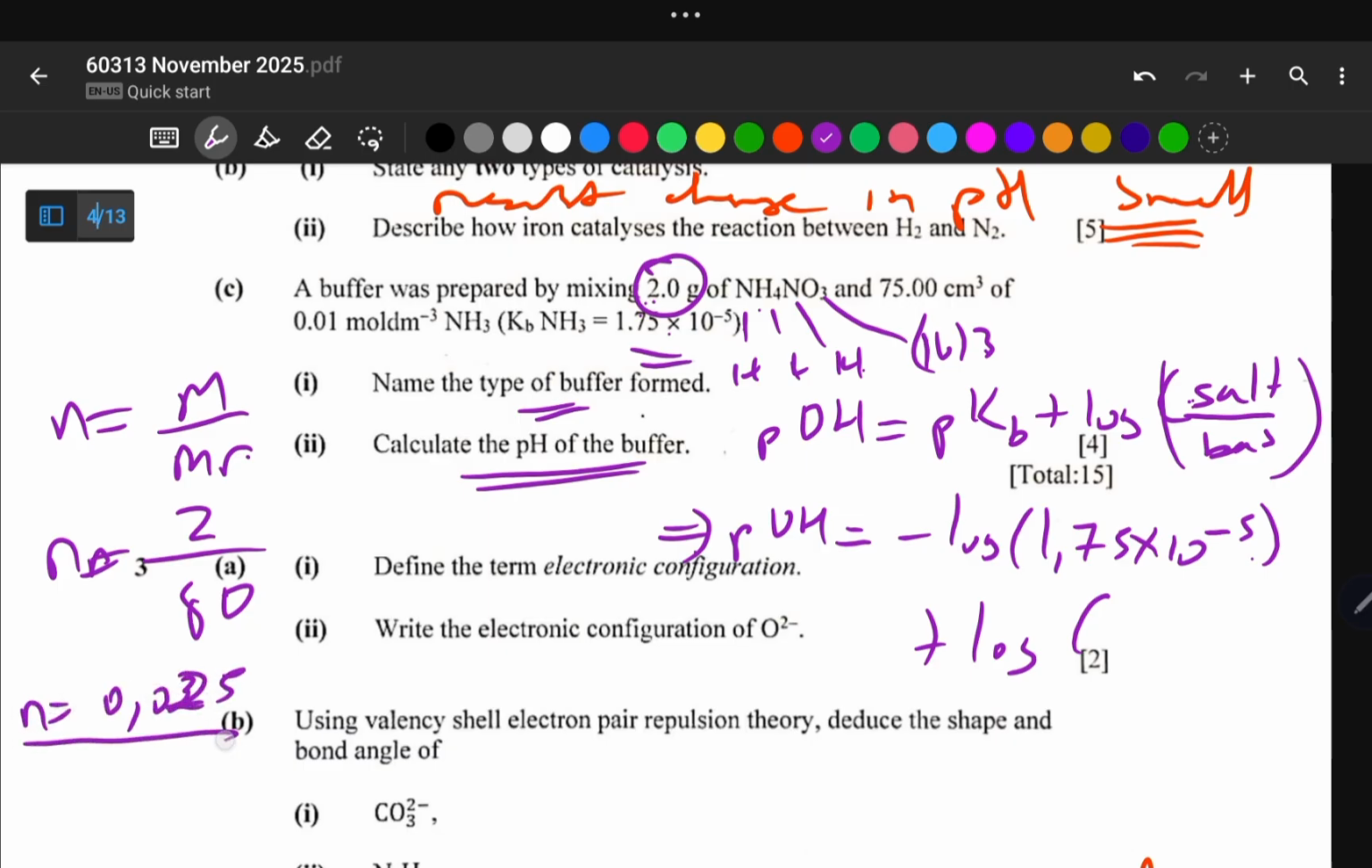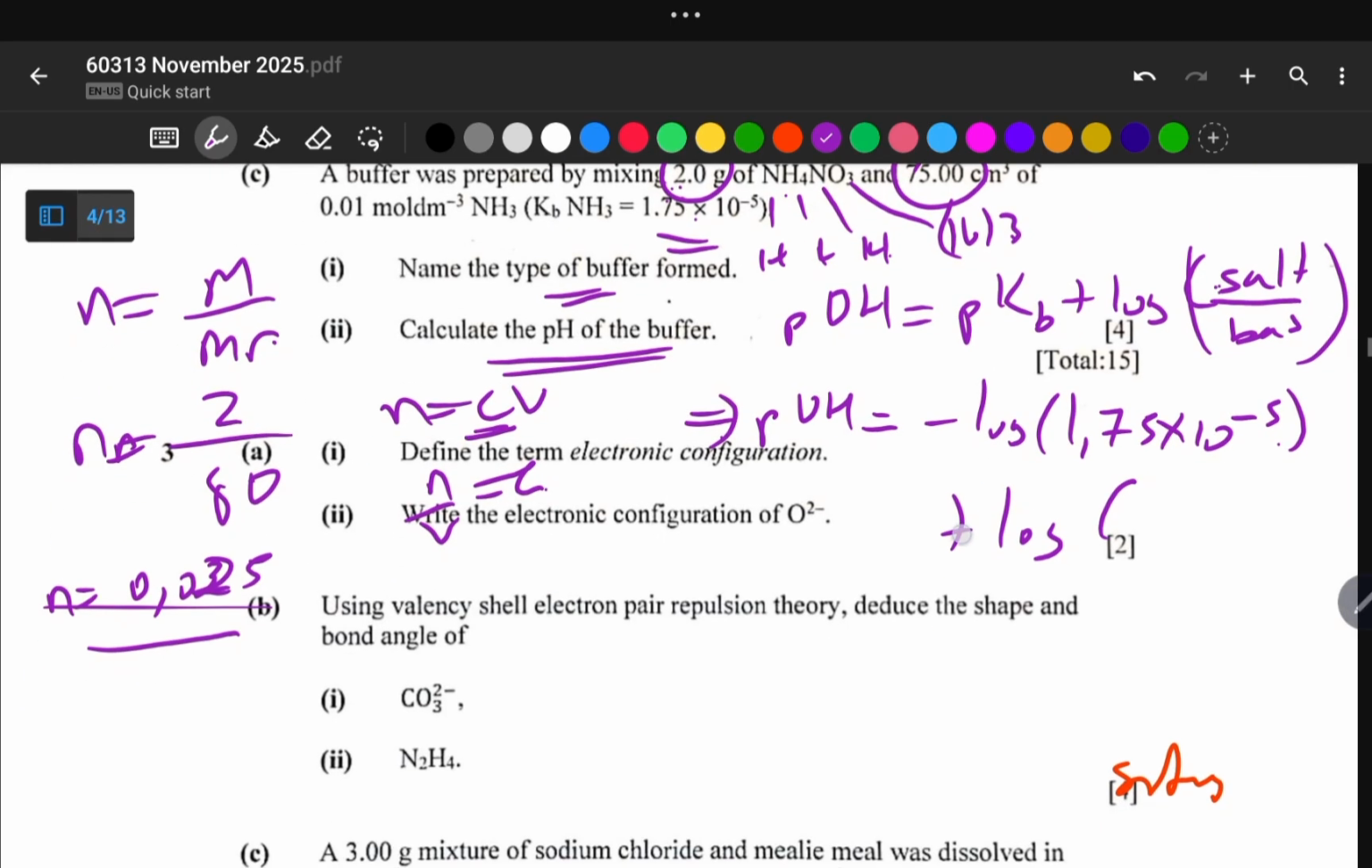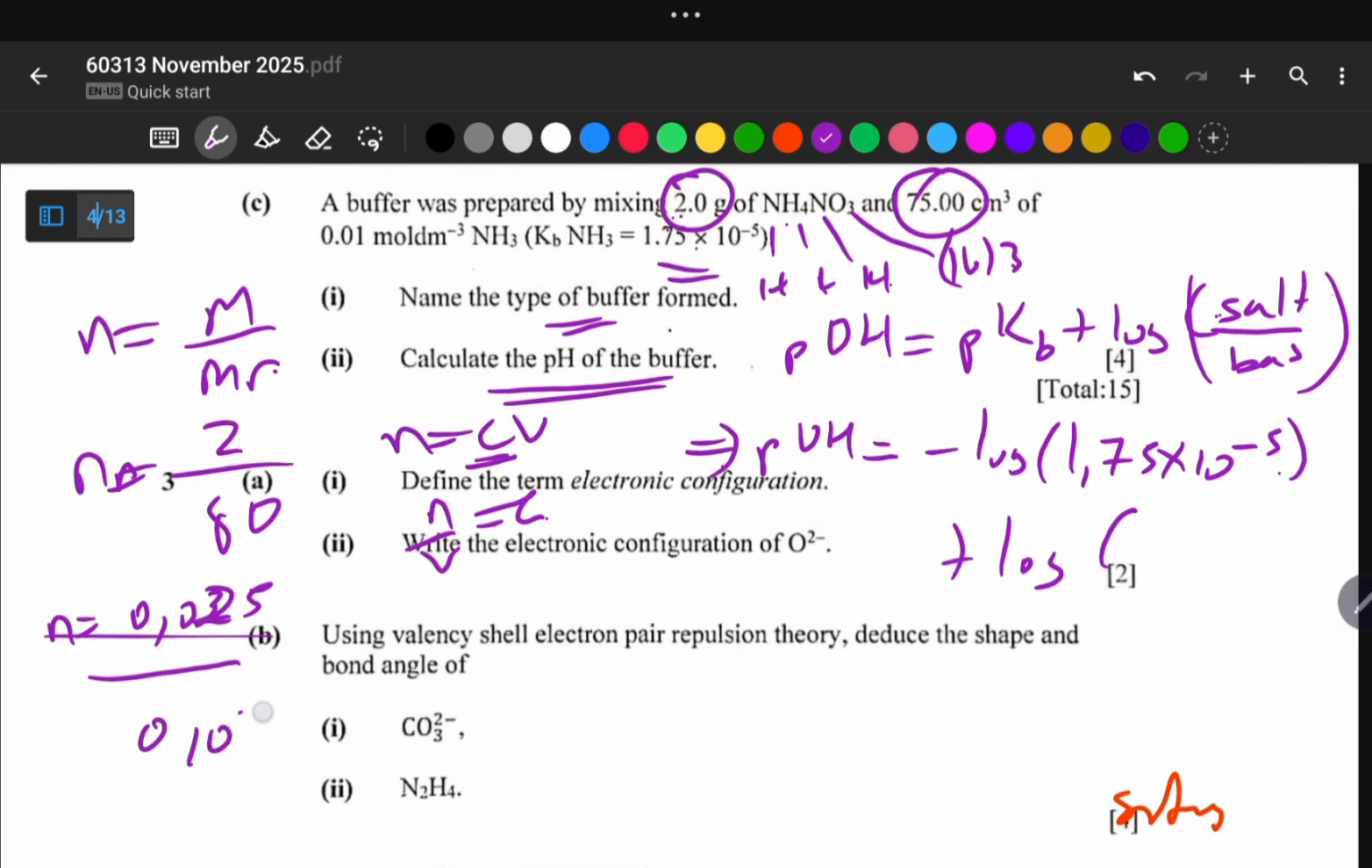So these are the number of moles, right? And then we are going to divide so that we can have the concentration. So n is equal to CV, so we want C, so it's n over V is equal to C, right? So here we're given the volume. So here is 0.025 over the volume. The volume is in cubic centimeters, so it's 75 over 1000 to convert it into cubic decimeters, right?